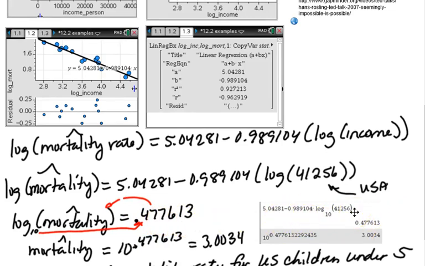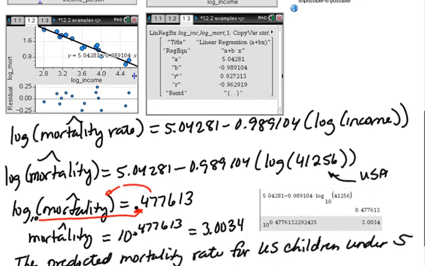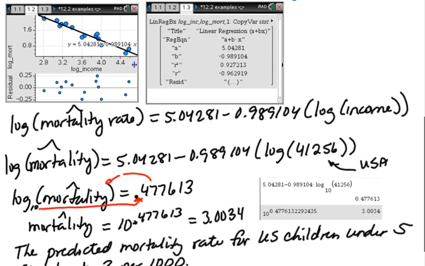Now how do I get back to my original data? Well, log base 10 of mortality is equal to 0.477613. So mortality is equal to 10 to the 0.477613 power. Remember that a log equals an exponent. You take this base 10, put this exponent on it, and that's going to equal the mortality, which turns out to be 3.0034, which definitely fits with what we have here.